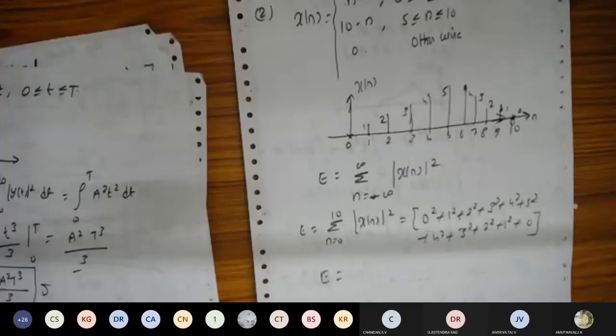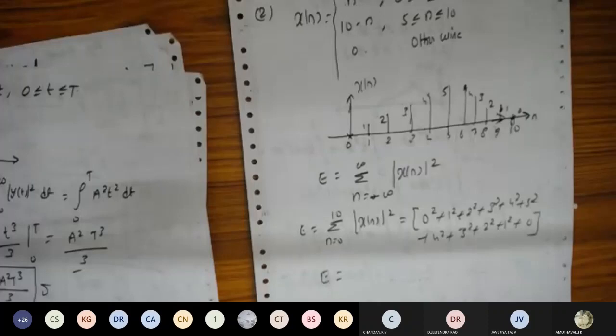Okay, this is the energy of the signal. So you write: since energy is finite, the given signal is the energy signal. The given signal is the energy signal.